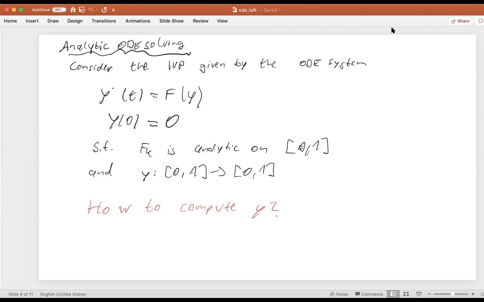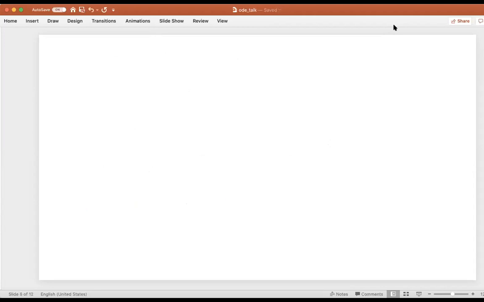And I will split this problem in two parts. First, how to compute a local solution on some small interval, and then how to extend this local solution to a bigger interval. Okay, I need to make a new slide. Okay, so let's first start with what I mean by computing a local solution.